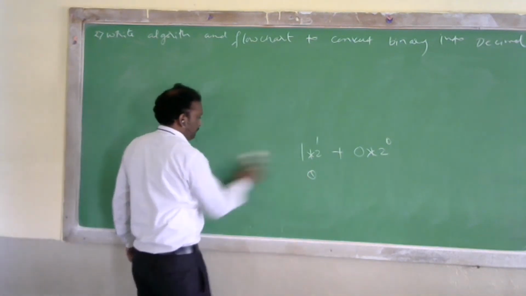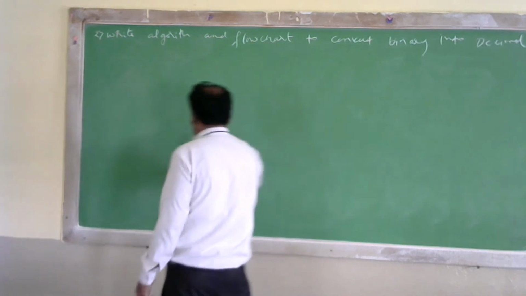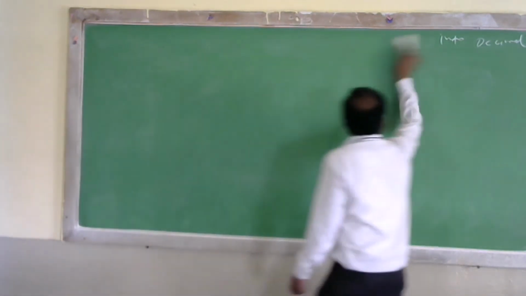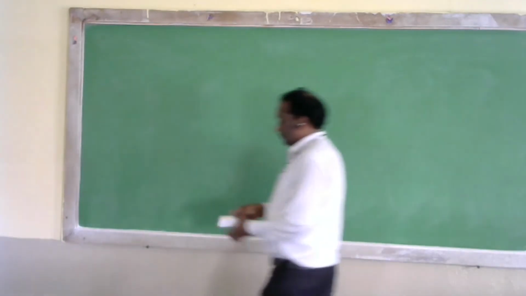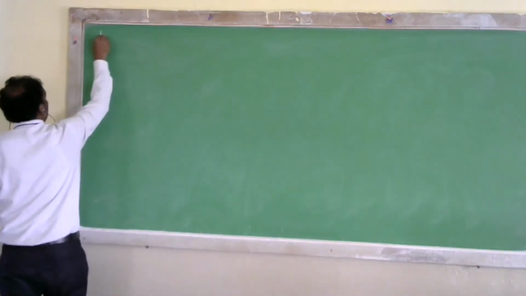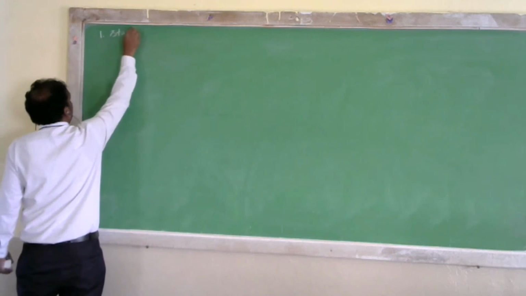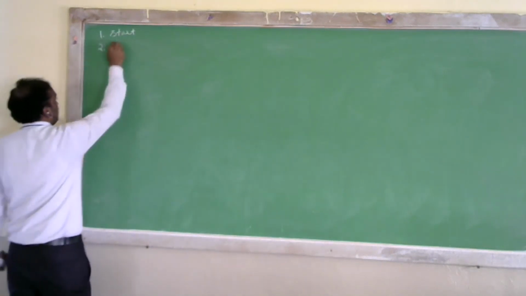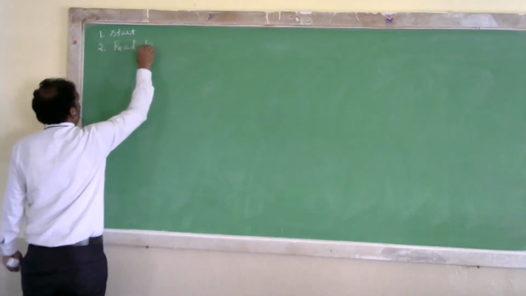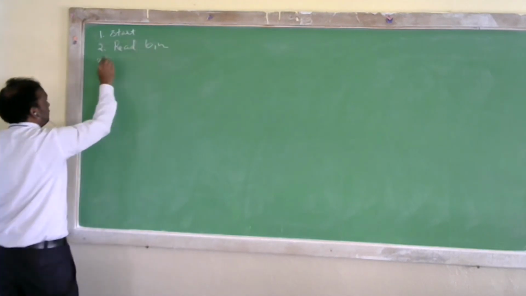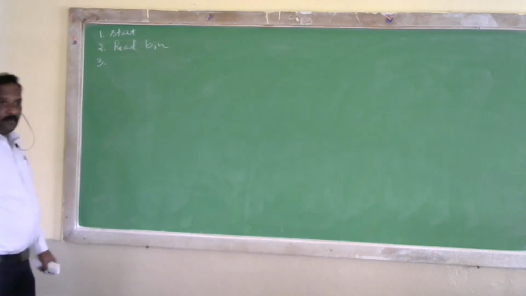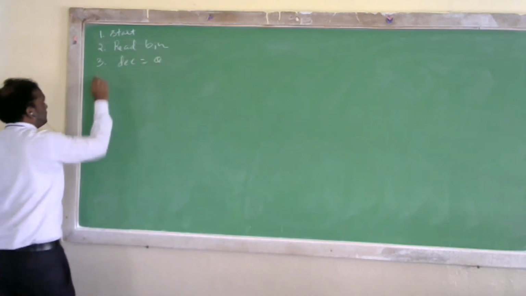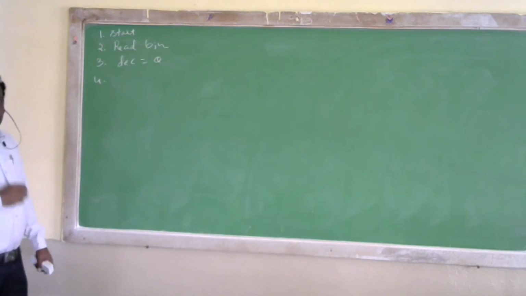Now we shall see the algorithm. What is the first step? The first step will always be start. Now read the binary number. Third one: what is the starting value of the decimal number? The starting value of the decimal number is 0.